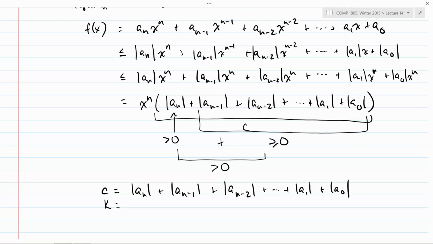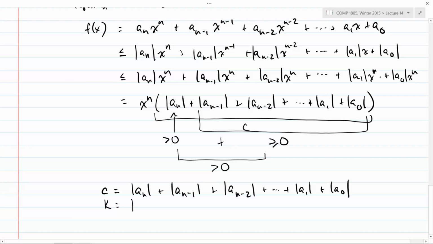Well, k has to be bigger than 0. Yeah, 1 will do the job. And the reason 1 will do the job is because, to go from here to here, x to the n had better be at least 1. And that's going to be true if x is at least 1, for sure.